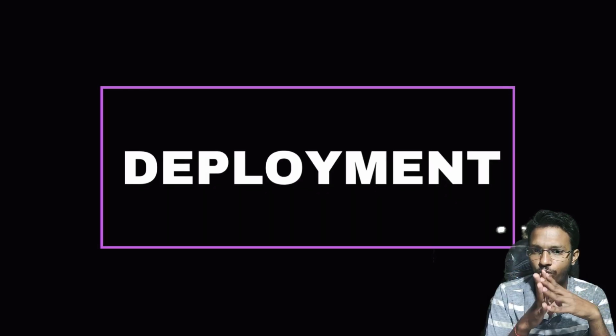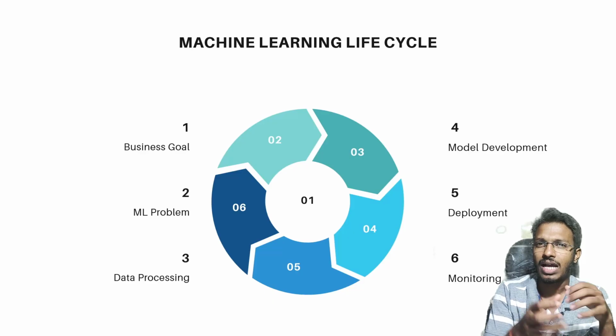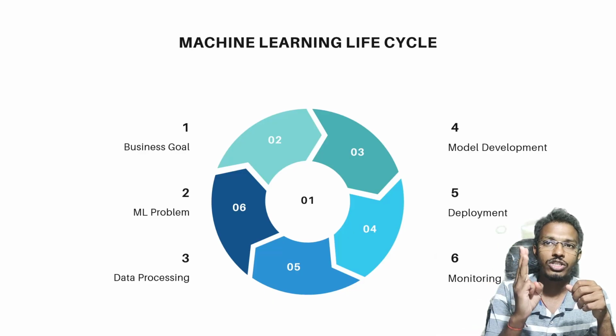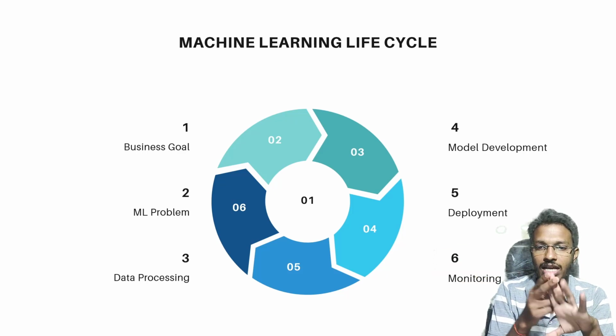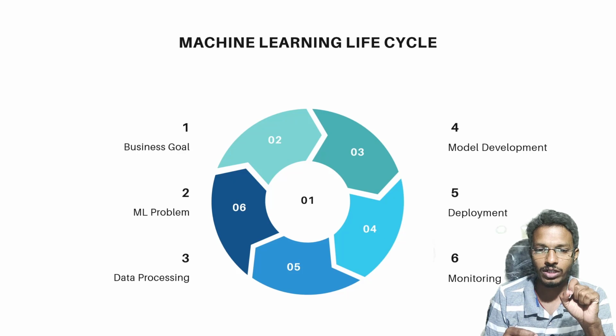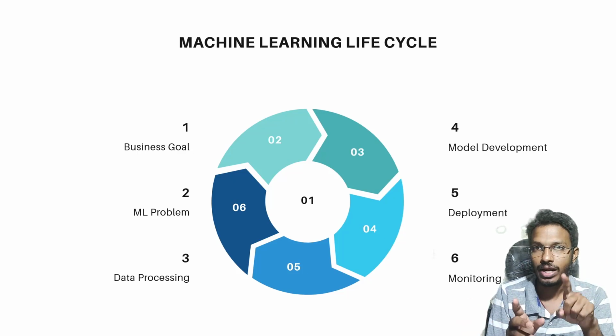When we talk about deployment, after a model is trained, evaluated and validated, these three steps must be performed before deployment: trained, evaluated as well as validated. After that, you can deploy the model into production, right?